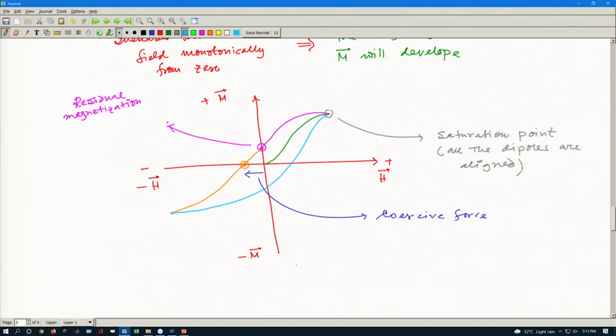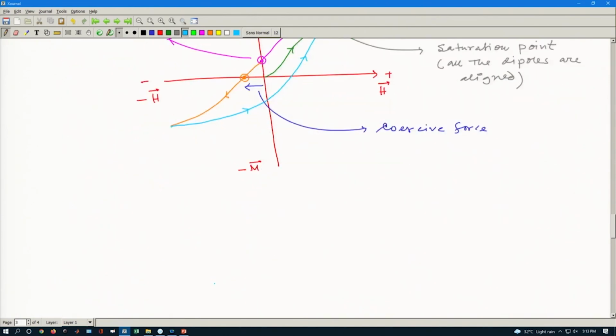Okay. So, this is the curve which we call the hysteresis curve. I first increase in this direction and then I decrease further, then again I increase, and it will form a closed loop kind of thing. This is the hysteresis curve, and the loop it is forming is called the hysteresis loop.